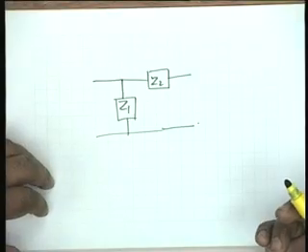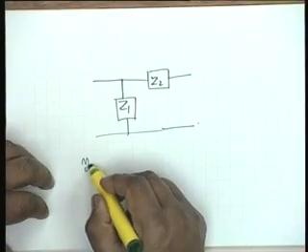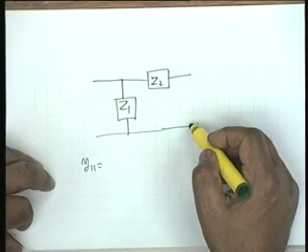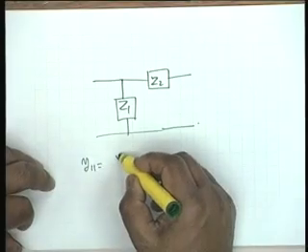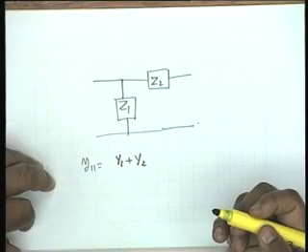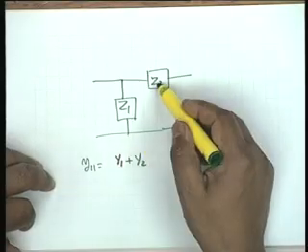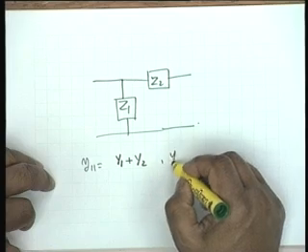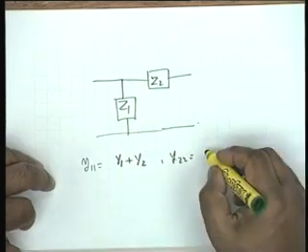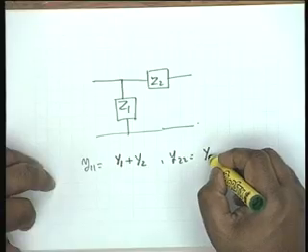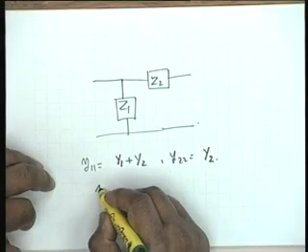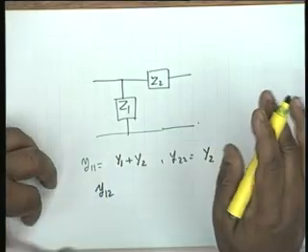Let us do it in one or two different ways. Y11, if I apply the definition, short circuit this and then measure the input admittance, obviously this will be Y1 plus Y2, where Y1 is 1 by Z1, Y2 is 1 by Z2. Y22, if I measure here with this shorted, obviously this will be simply Y22. Now can anybody tell me what would be Y12 without any calculation?